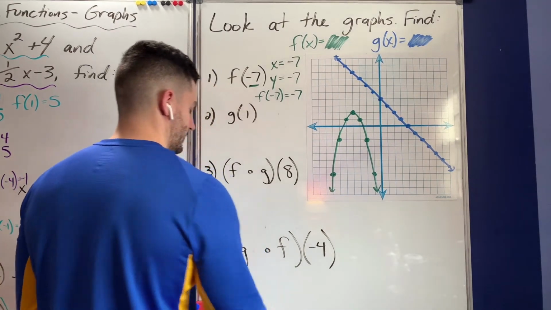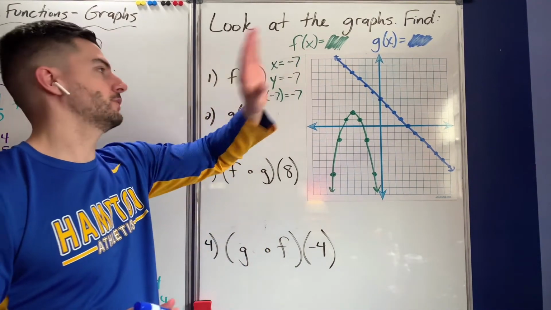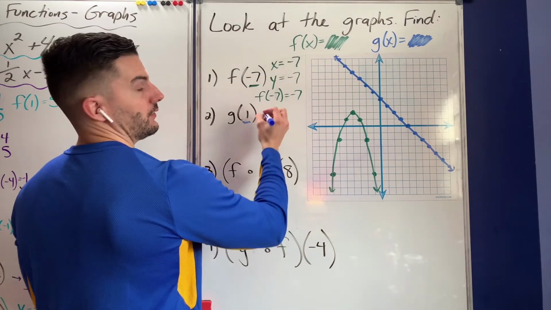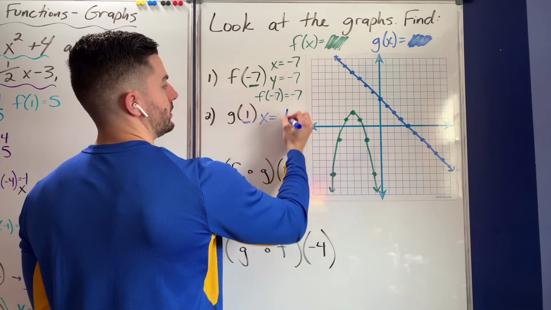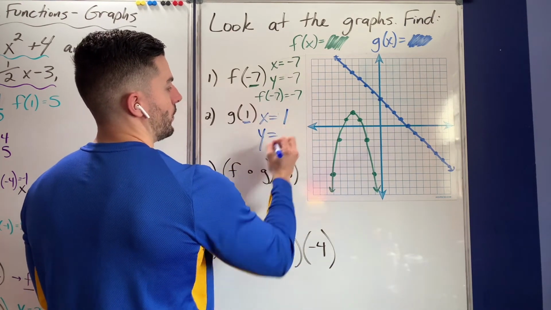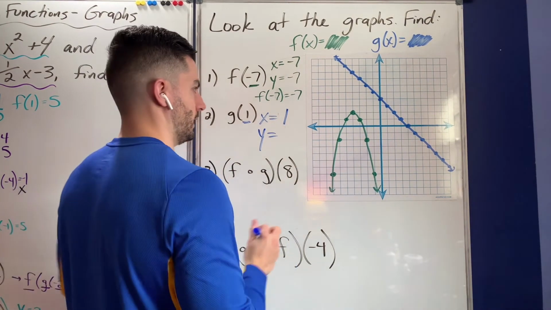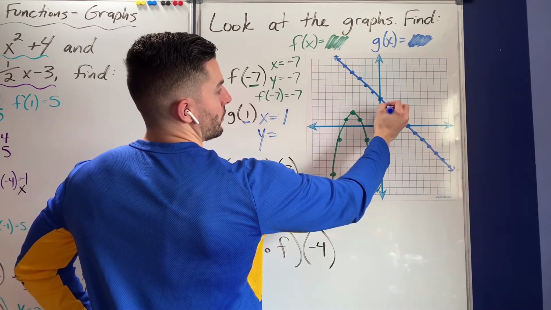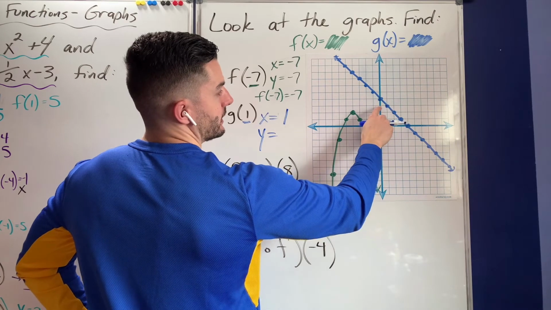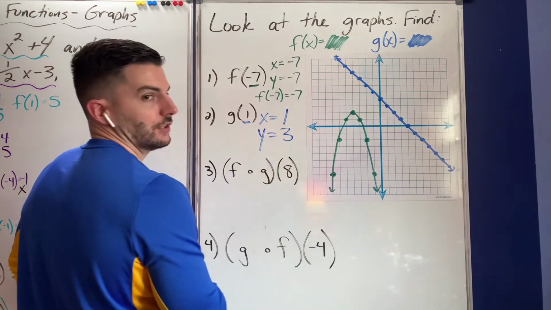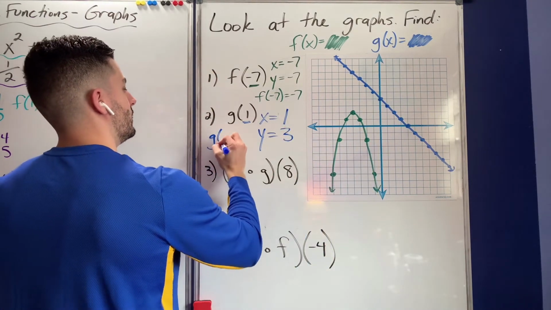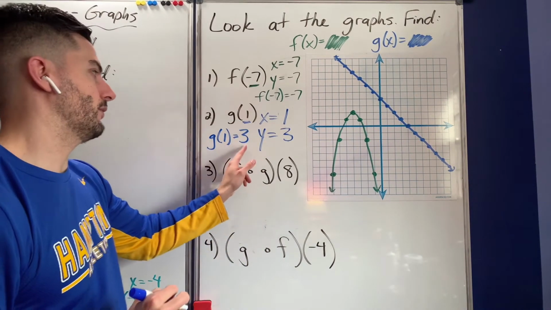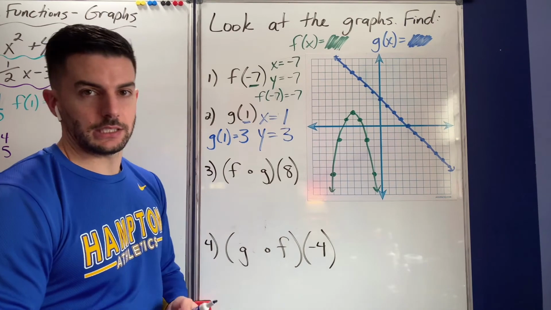The second one is g of 1. Looking at my straight line, when it gives you the number in parentheses, that's saying x equals 1, and it's asking what's the y value that goes with that. So when x is +1, that would be here, and the y value at that point is +3. So we'd say g of 1 equals 3. The x value is 1, the y value is 3. So that's, again, the basics.